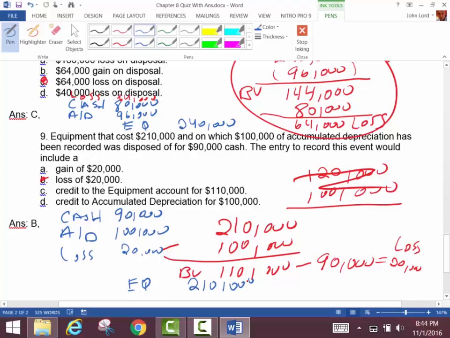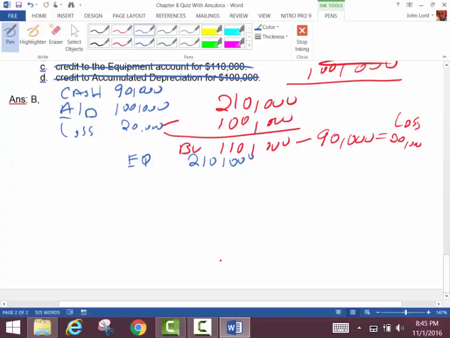Right? Okay. Now I'm showing you that because what if I made this all journal entries, right? Then you'd have to be able to do the journal entry for it. So there's no credit to the equipment for 110. The credit to equipment is for 210, isn't it? There's no credit to accumulated depreciation. It is a debit to accumulated depreciation, right? Perfect. Look at that.